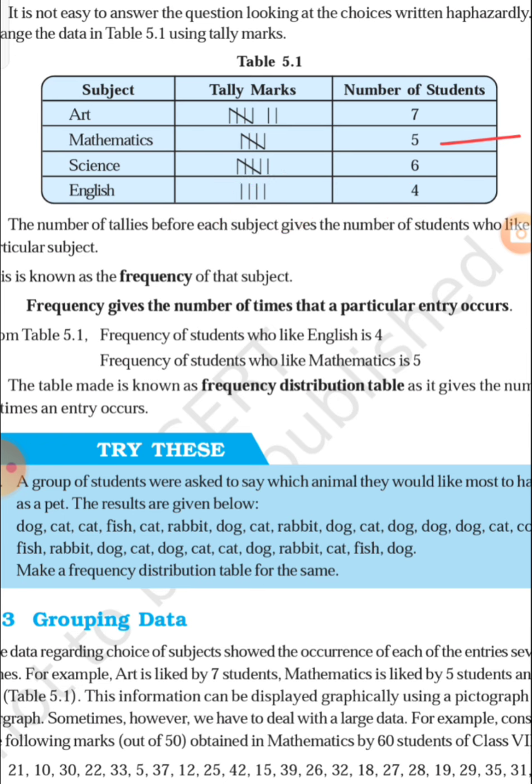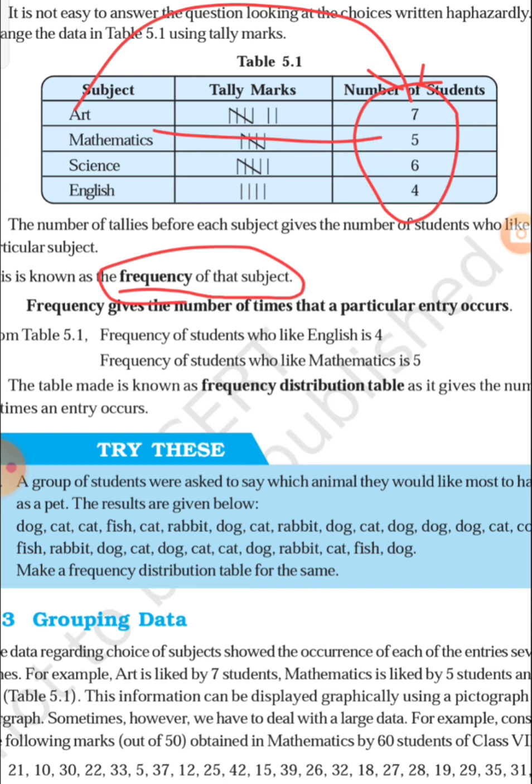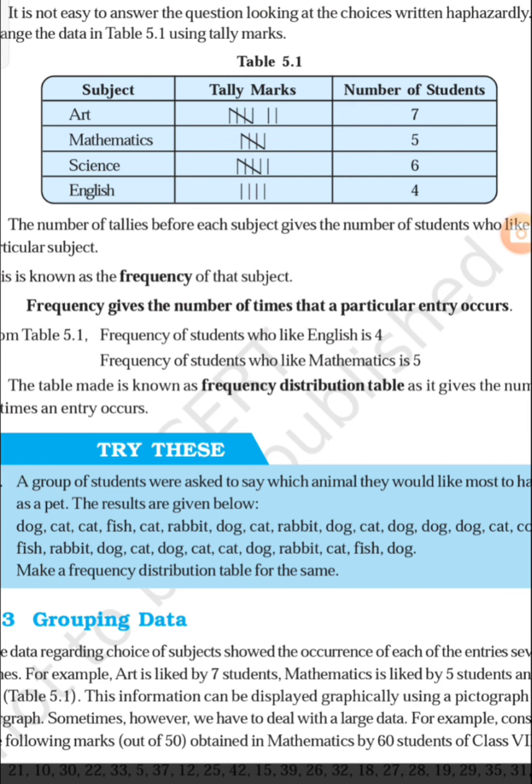So this table is said to be the frequency table, and the number of students is said to be the frequency of that subject. That means art is coming 7 times, mathematics is coming 5 times, science is coming 6 times, and English is coming 4 times. So these are the frequencies of the subjects. And this whole table is said to be the frequency distribution table.